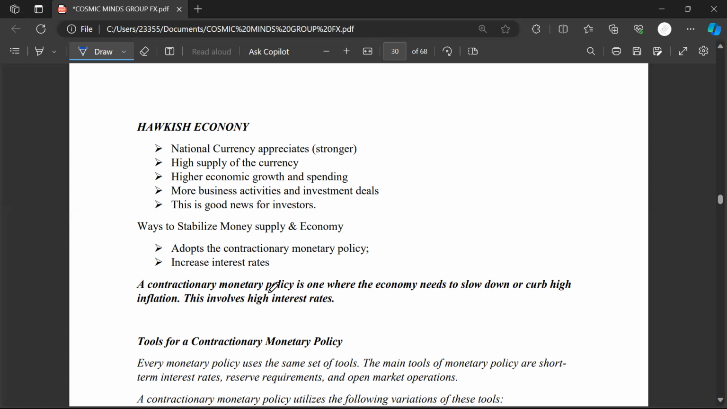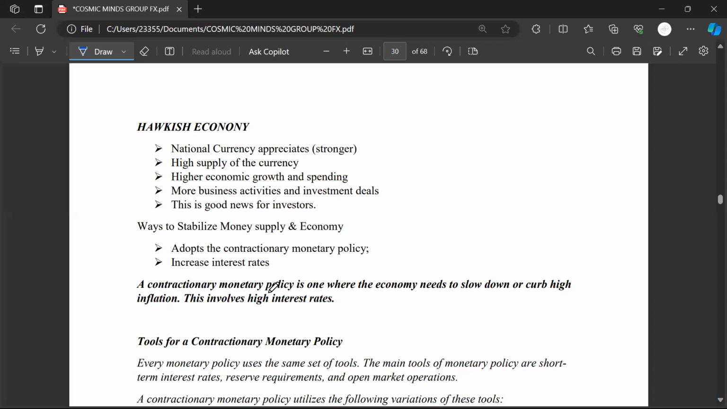And then we said more business activities, and then investment deals. Right, there's money, unless you want to misuse the money, but we are taking it from the good point. So more money, more economic activities, more investment, more spending. And this is actually good news for investors, because inflation is high. It's as simple as that. And then interest rates will also be high.